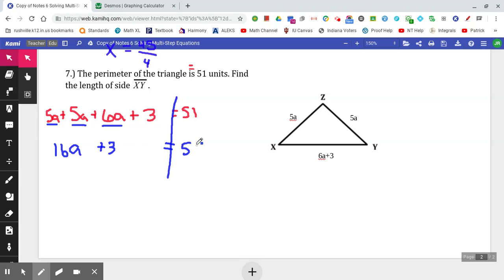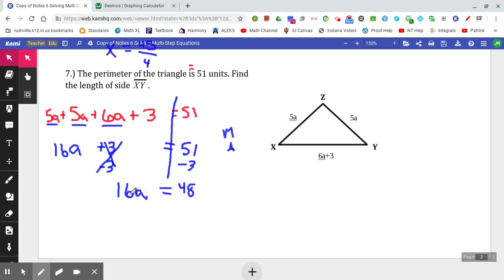So notice that we have the variable on the left-hand side. We are multiplying it by 16, and we are adding 3. So we need to undo the addition first by subtracting 3 from both sides. Positive 3 minus 3 zeros out. They cancel out, which is going to leave us with 16a equals, and then 51 minus 3 is going to give us 48.